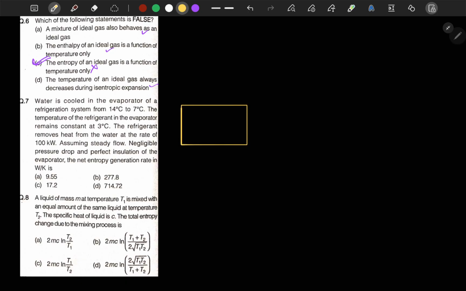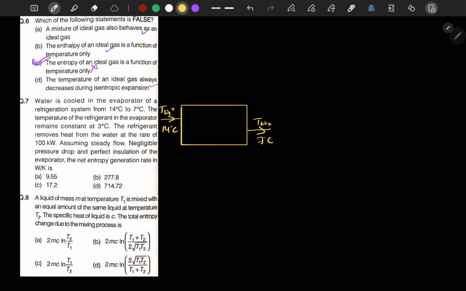Okay, so it is saying that water is cooled in an evaporator of a refrigeration system from 14 degrees Celsius. So the water enters at 14 degrees Celsius. Let's say this T W1 is equal to 14 degrees Celsius. Okay, and the water exits at TW2 is equal to, let's say it is given at 7 degrees Celsius.